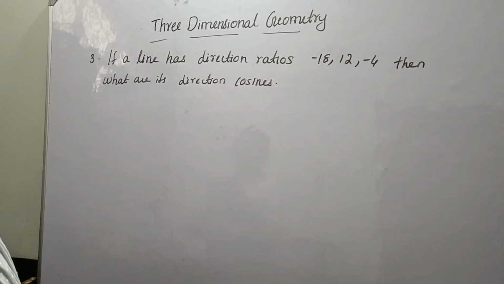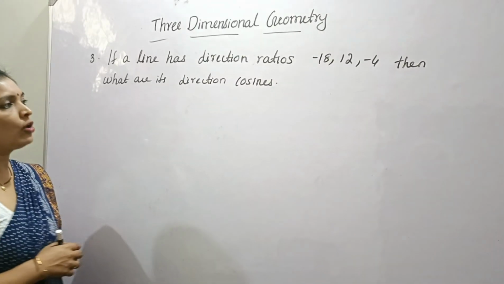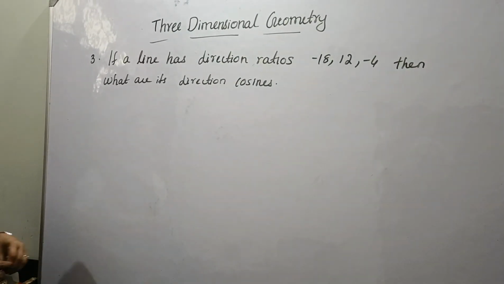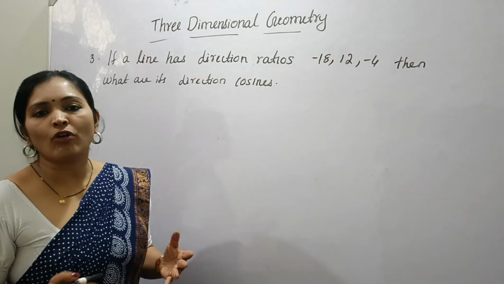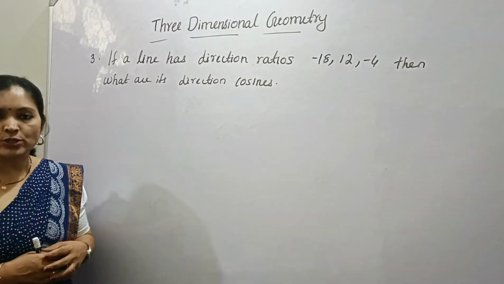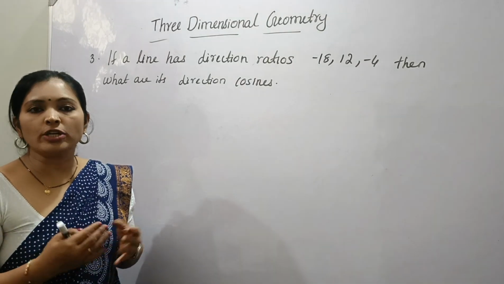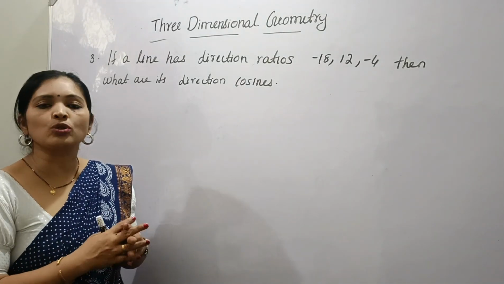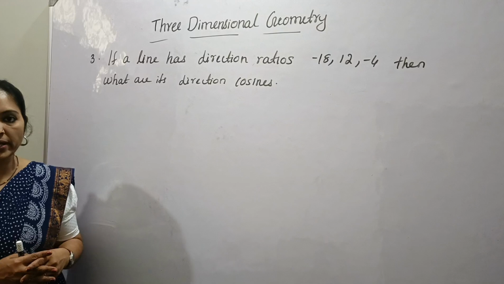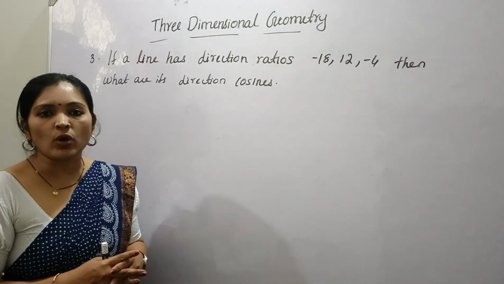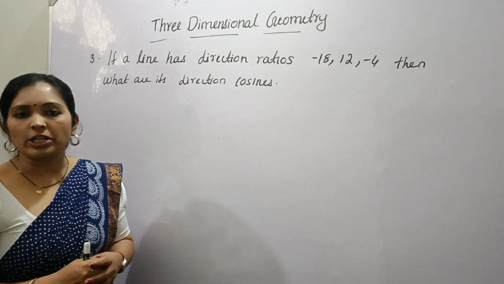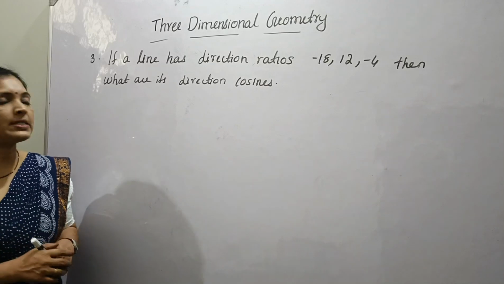If a line has direction ratios minus 18, 12 and minus 4, then what are its direction cosines? We have a formula, right? Here direction ratios are given. Suppose A, B, C are the direction ratios, then direction cosines are A divided by root of A square plus B square plus C square, B divided by root of A square plus B square plus C square, and C divided by root of A square plus B square plus C square.